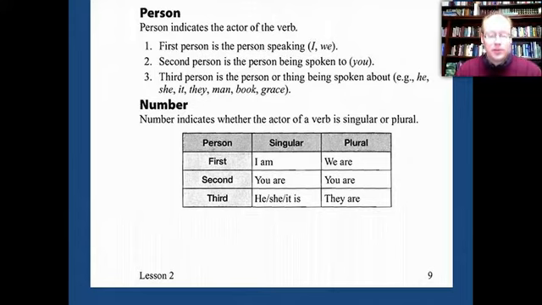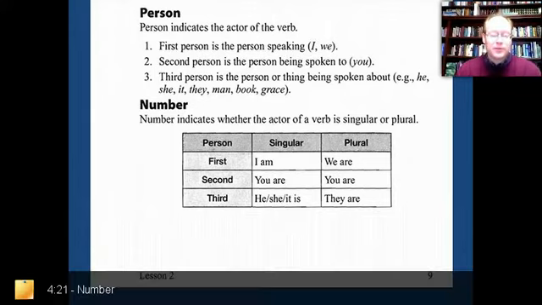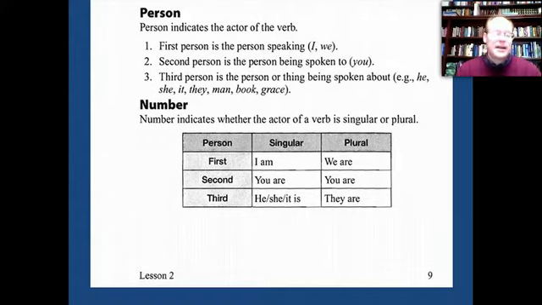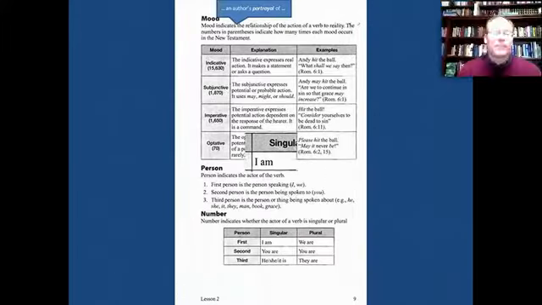And we've been using singular and plural, which brings us to the last characteristic of verbs, number, which indicates whether the actor of a verb is singular or plural. I am is singular, we are is plural. In English, we don't have a distinct pronoun for you singular versus you plural, but Greek does. And I've been using those, and we'll see them as we go along. Third person, he, she, it, is, they, are. So, verbs have tense, voice, mood, person, and number. And we'll need to learn to recognize those aspects of any verb.